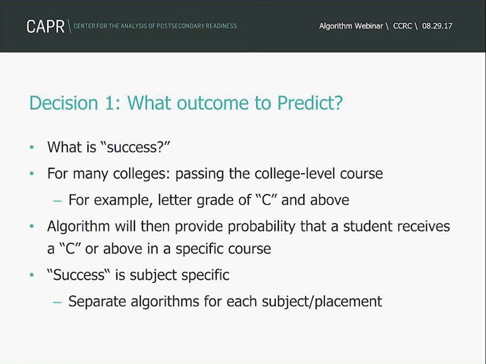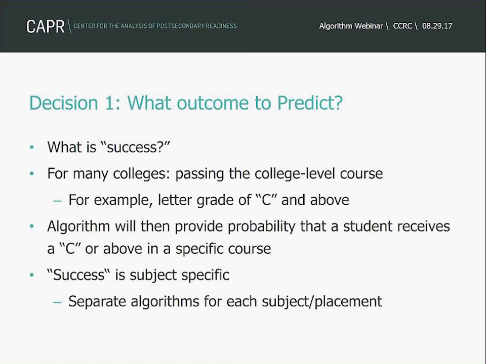And so that's the other facet, as we've implemented it: we define success for each placement that the student has. So we'll have getting a C or above, for instance, in their first college level math course, or getting a C or above in their first college level English course. Those are separate definitions of success, and we'll have different algorithms for each of those subjects. So that's an important facet here as well.